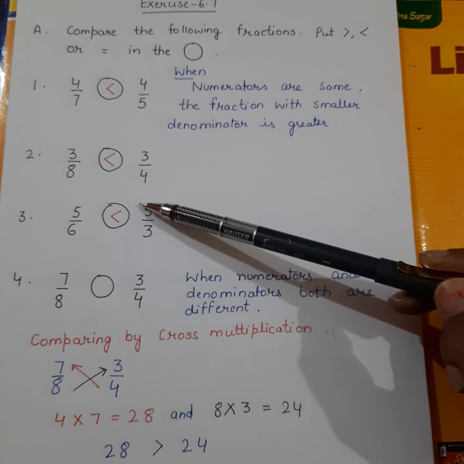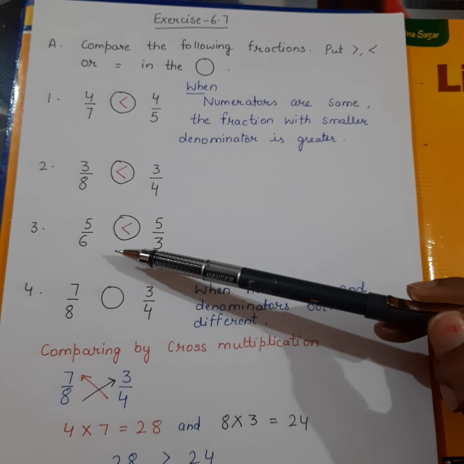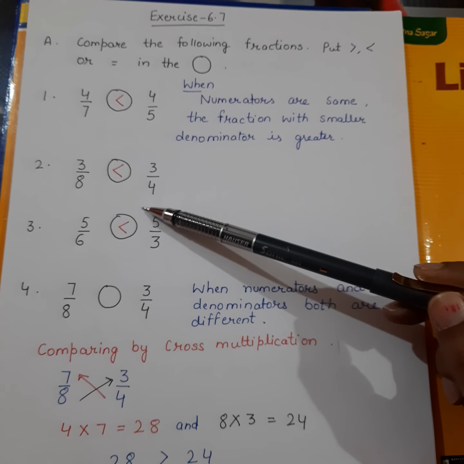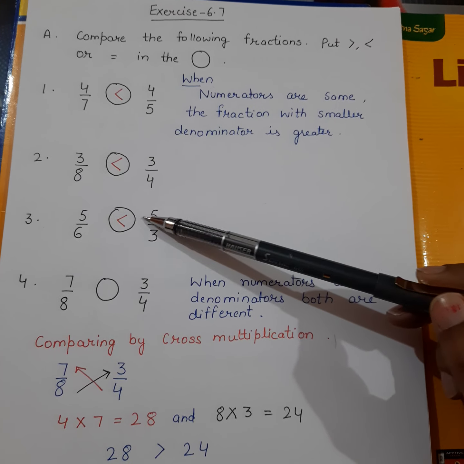Here 5 by 6 and 5 by 3. Numerator same, denominators 6 and 3. Which one is smaller? 3. So the fraction 5 by 3 is greater than 5 by 6, right? The sign will come this side.